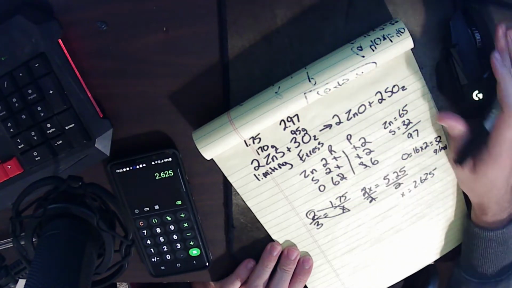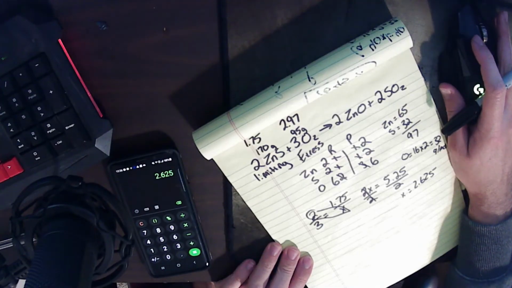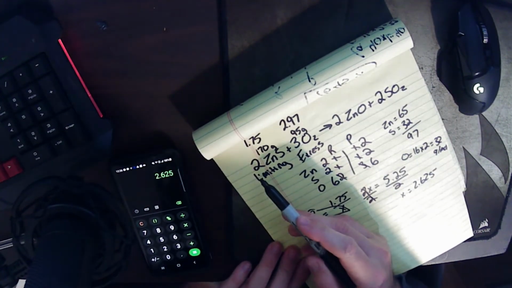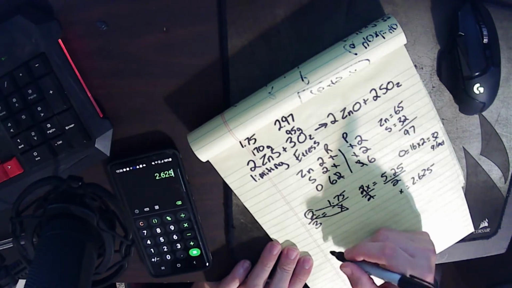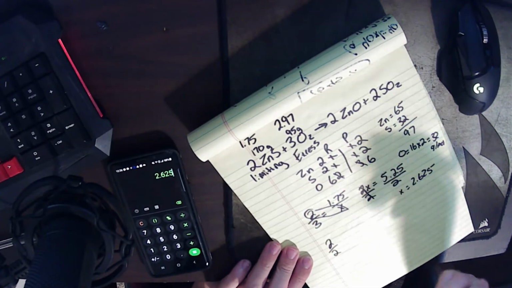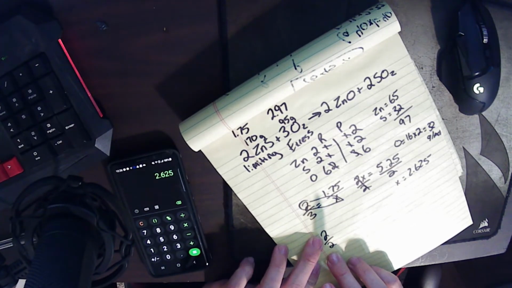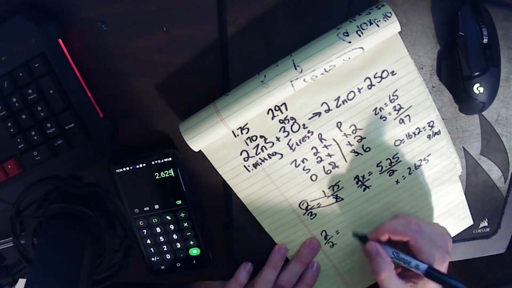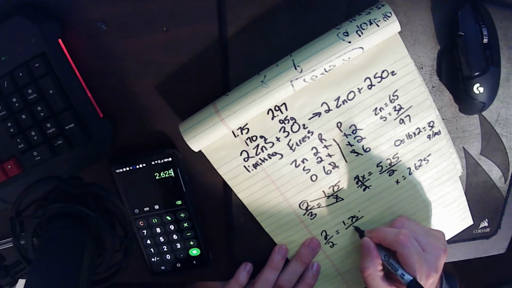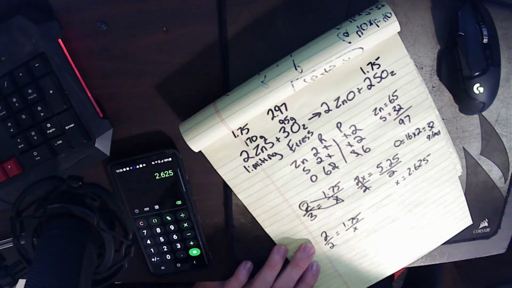So the question is asking about SO2, because that's what it tells us we actually found as our product there. So if you look at your coefficients between zinc sulfide and SO2, the ratio ends up being 2/2. And we'll work this out to prove it, but anytime you have coefficients that are the same, like this, 2/2, 1/1, 3/3, whatever, you're going to end up with the exact same number of moles.